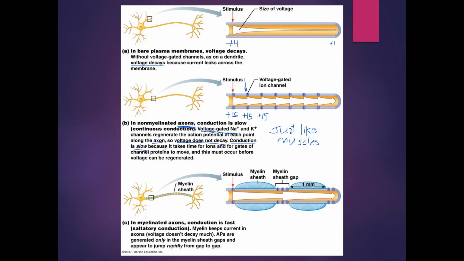So in a non-myelinated, oh, you don't even know what myelinated means. We'll go over that in just a minute. So in a regular axon, we'll just put regular for now, because that's all you know, it's going to be just like in a muscle cell. But it's slow because it takes time for ions and gates of the channel proteins to move, and this must occur before the voltage can be regenerated. So that's what you know to this point.